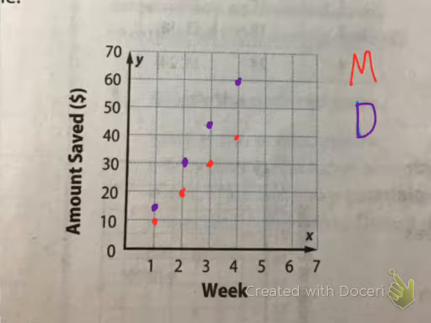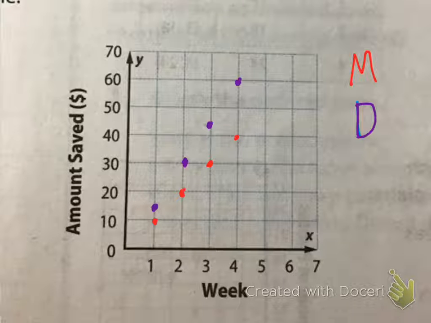Marcus saves $10. So his line, he's saving less money. So as we can see, it's not as steep. It's not as steep, and it's below David's. So who saves more money? Who saved more money? This is pretty easy, you guys. Let's see. I want a new hand.